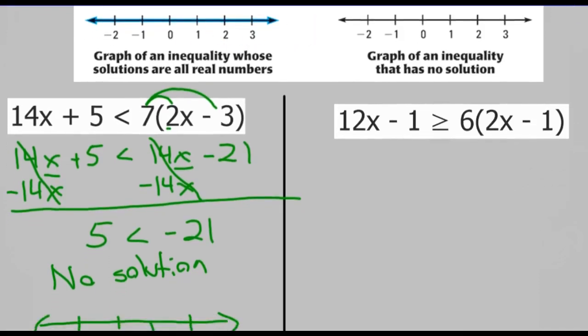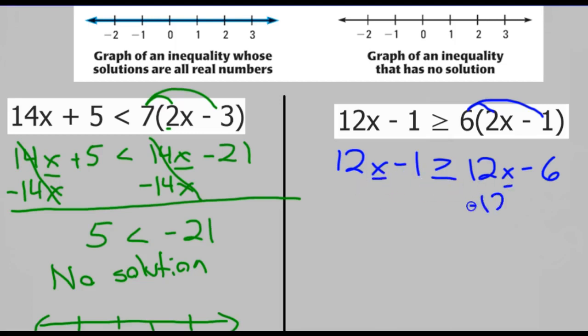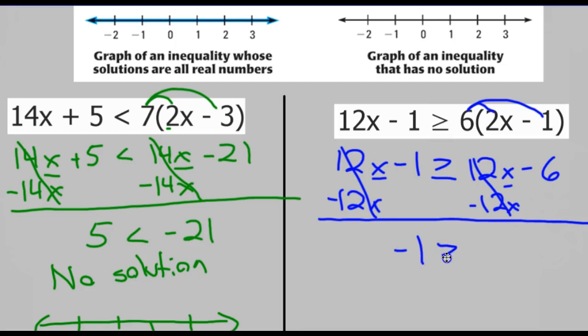The second problem, 12x minus 1, can't do anything on this side. We can distribute on this side though. So we have 12x minus 1 is greater than or equal to 12x minus 6. Again, we have a variable on both sides, so we can't have that. So I'm going to subtract 12x to get it over to the left side. That's 0. That's 0. What I'm left with is negative 1 is greater than or equal to negative 6.